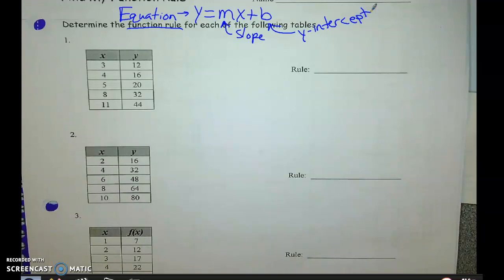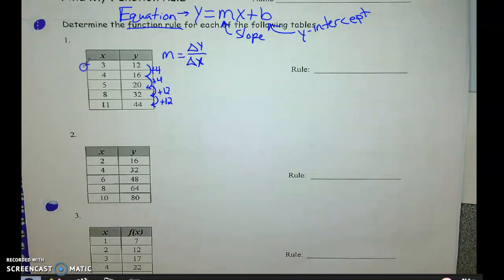Now, today we're working from a table to be able to figure out what the equation should be. So let's go through and look at number 1. So number 1, we want to find out the m, which means change in y over change in x. So to go from 12 to 16, that means plus 4. 16 to 20, that's plus 4. 20 to 32, all of a sudden that's plus 12. 32 to 44, that's also plus 12. Okay, so those are our changes in y.